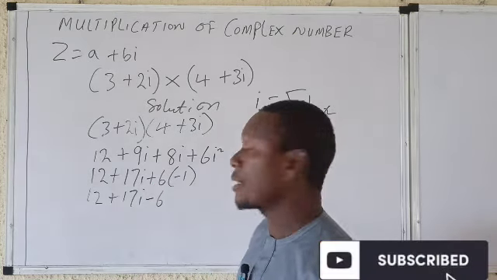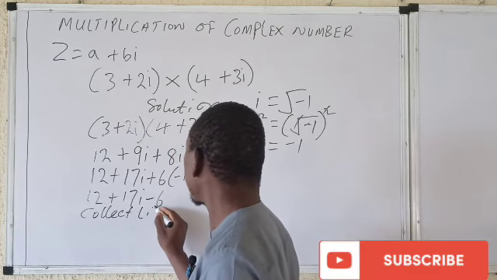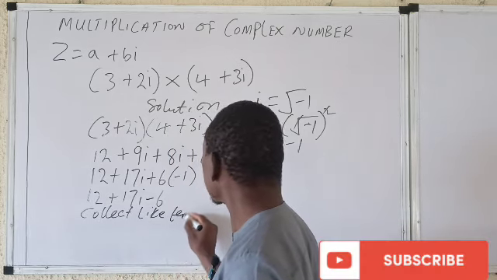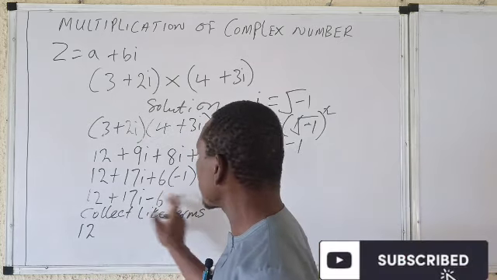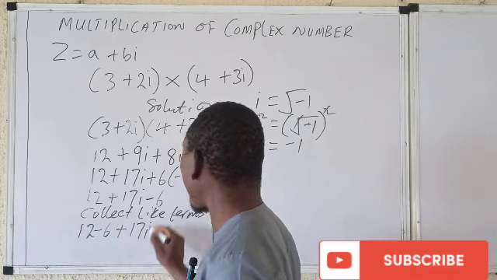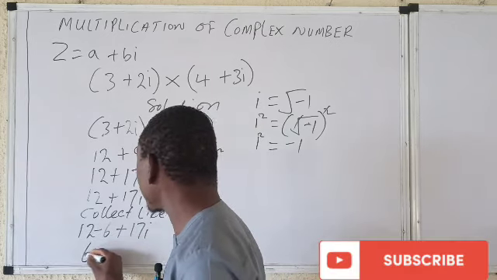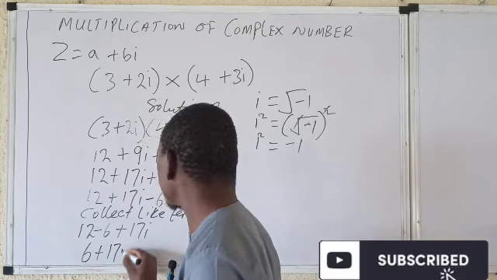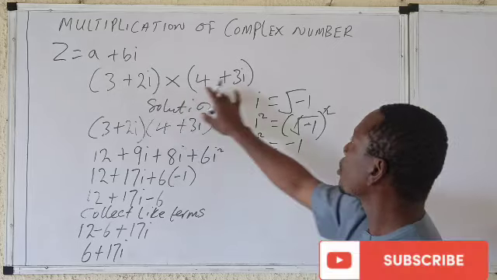In this case, you can collect like terms. So you now have 12, and remember 12 and 6 are like terms, minus 6 plus 17i. Our final answer will now be, if you remove 6 from 12, you have 6 plus 17i. So you realize that you've used this complex number to multiply this complex number.